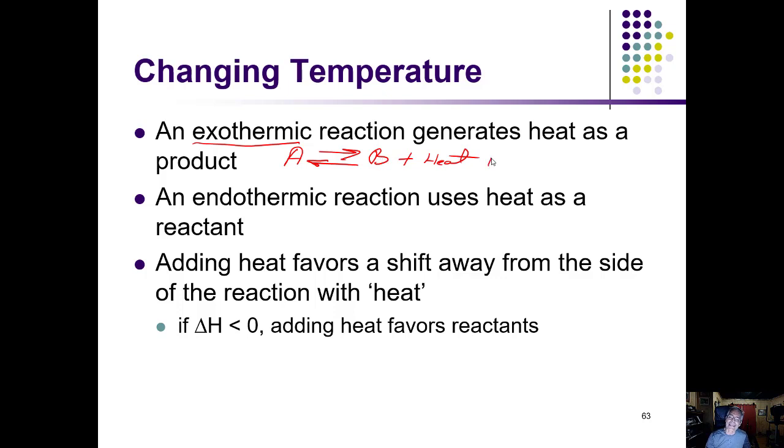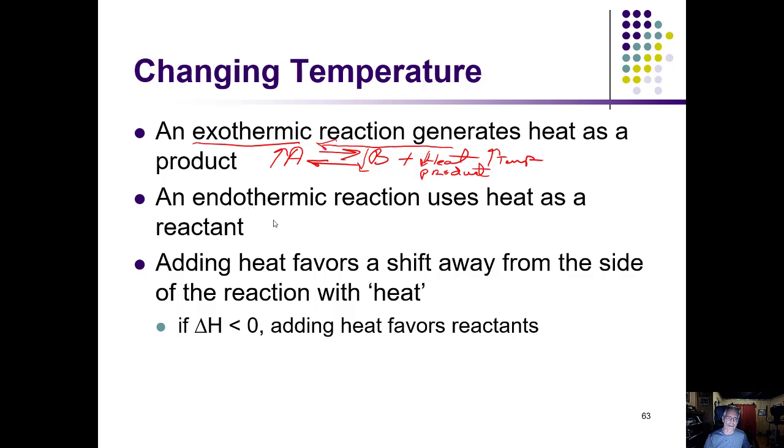That means if you increase the temperature of the reaction, you're just increasing a product, and the reaction will shift in the direction that relieves the increase in the product. It's going to try and lower the temperature that you've increased, and that will also lower the concentration of your other product B, and it will increase the concentration of your reactant A. That's all because heat in an exothermic reaction is just another product of the reaction. Okay, so just think of it as a product.